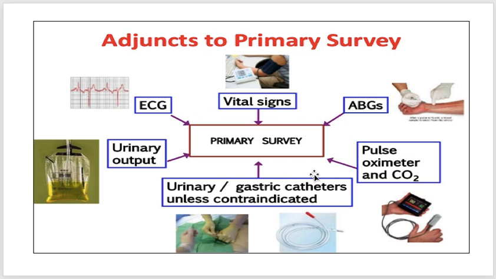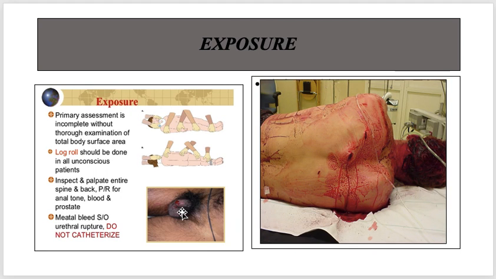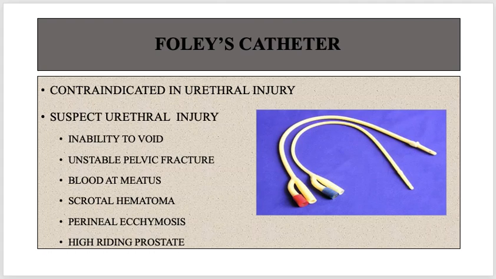Okay, all these things go along with the primary survey. The patients need things like CBP monitoring, ABGs, and vital signs. Nowadays we simply hook them up to monitors. So this is how we do this. This is the Foley's catheter, guys, which we put in for urination, right? It is contraindicated in urethral injury. As I told you, whenever you find blood at the urethral meatus, never put in a Foley's catheter. So this is how it looks.